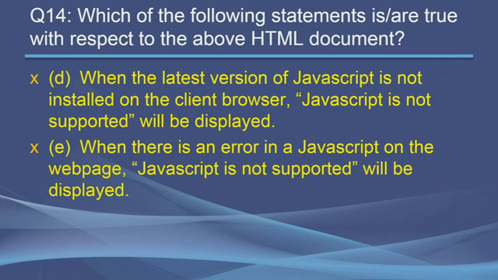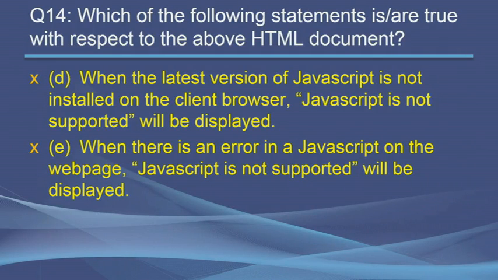The option E, when there is an error in a JavaScript on the web page, JavaScript is not supported will be displayed. That won't happen because the browser will not relate to errors in the JavaScript and make the NoScript tag work, but it will only check if it's enabled or disabled. So errors are not related to the NoScript tag. So E is also an incorrect answer.